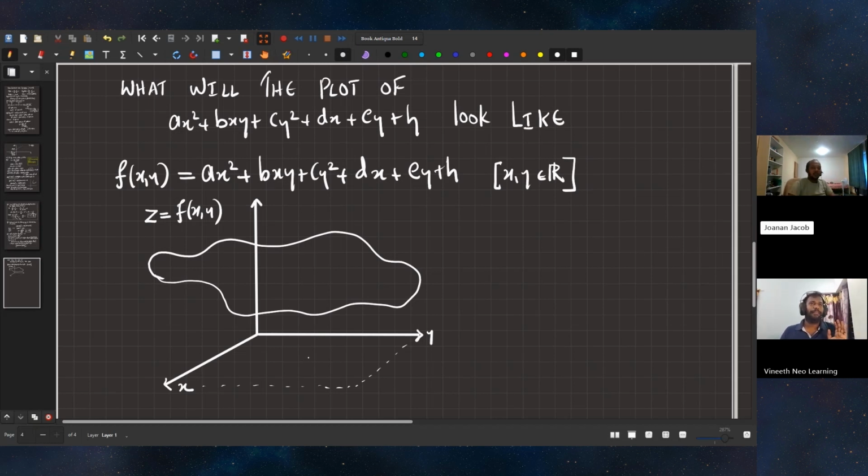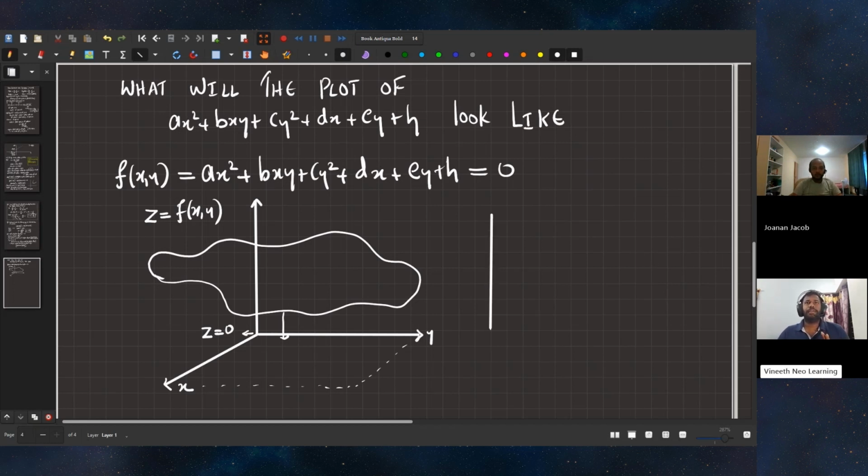When this equals 0, meaning z equals 0, the manifold should touch here. It may touch, or cross this and come back. Anything can happen, depending on the values of a, b, c, d, e, and h. This may be like an ellipse or a hyperbola. It can be anything.